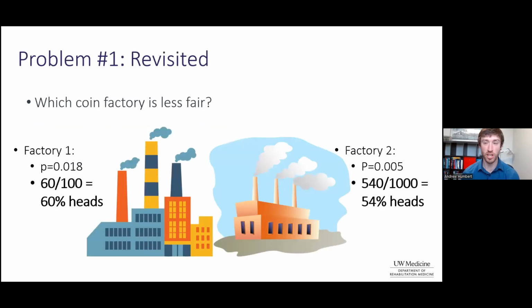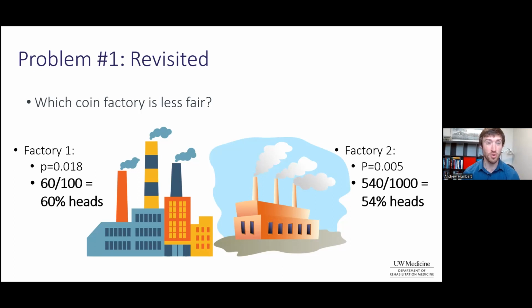So this is the same question as before, but now I've presented additional information. Factory 1 was the factory that had the p-value of 0.018. I'm actually giving you the number of heads that I flipped. So I flipped 100 coins and 60 of them were heads. If I look at factory 2, 540 were heads out of 1,000 flips, and then those corresponding p-values. So now the question is, which of these coin factories is less fair?